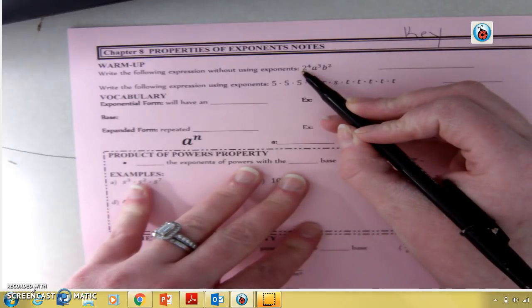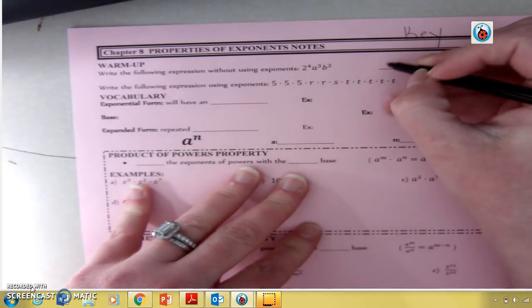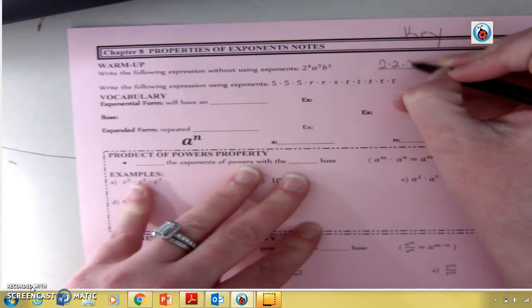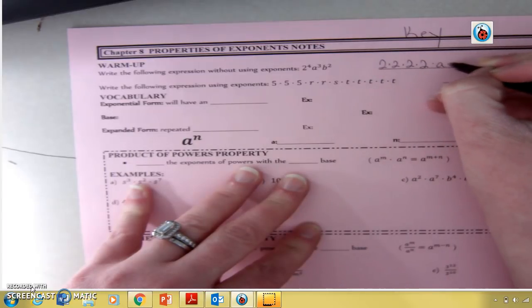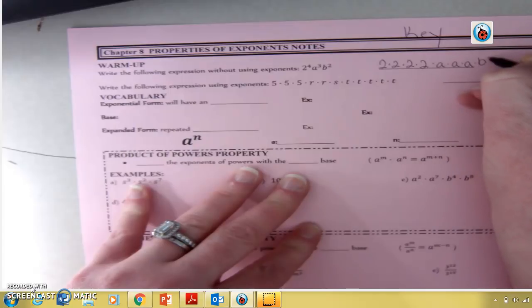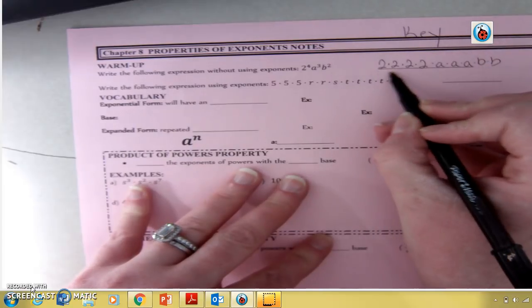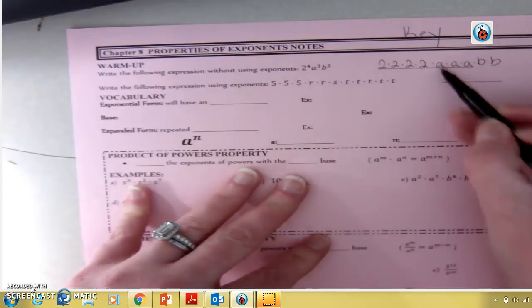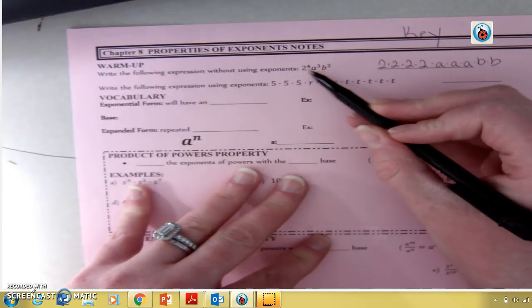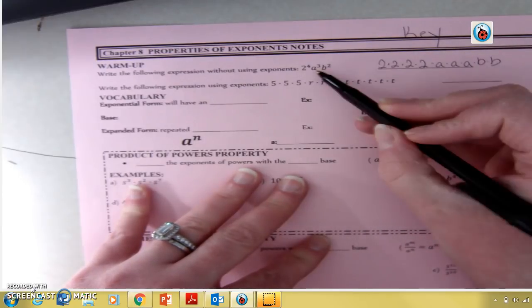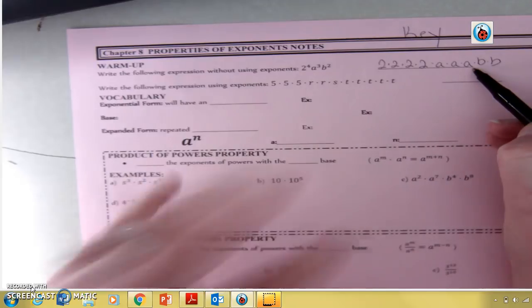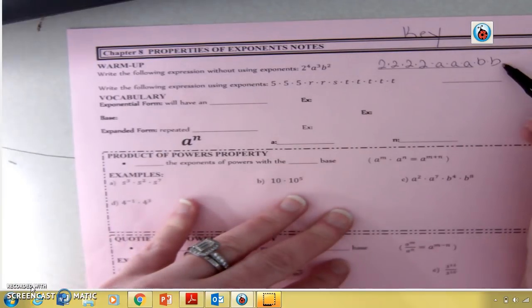So if we write something without using exponents, it would be here 2 times 2 times 2 times 2 times A times A times A times B times B. If we look, it just has 4 2's. We got that because it was 2 to the 4th power, 4 2's, 3 A's, so times A, and then 2 B's, so times B.